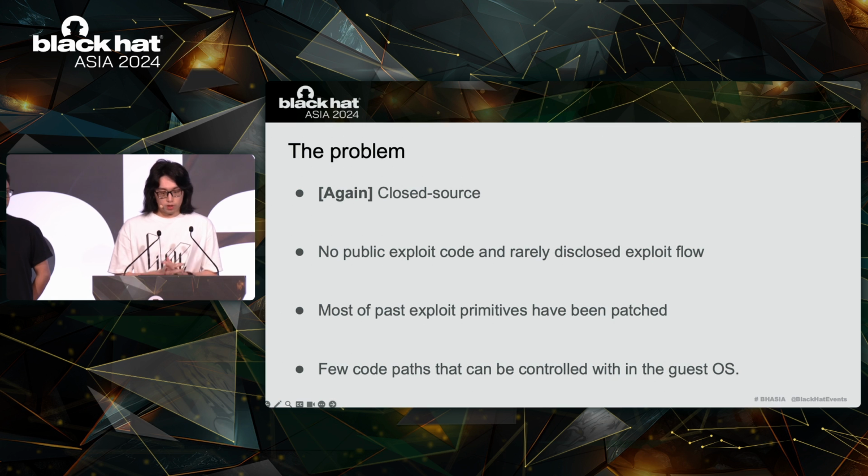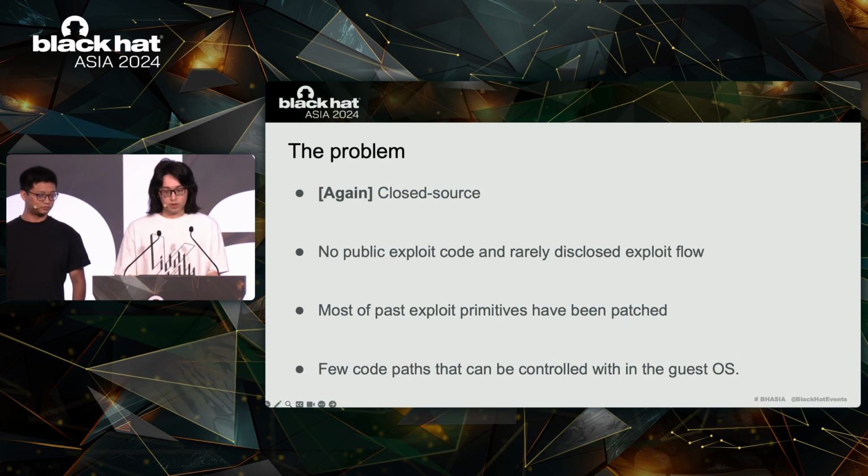First, when we have a new zero-day vulnerability, what difficulties do we still face? VMware's hypervisors are closed source, which creates many difficulties for both vulnerability discovery and exploitation. Moreover, there is no publicly available exploit code and very few public exploit flows. What is even more challenging is that VMware places great importance on the security of its software. Almost all public exploit primitives have been patched, making it difficult to continue using historical exploit flows. Finally, due to the nature of VMware virtual machine software, only a small number of code paths can be fully controlled by someone in the guest OS, which greatly reduces the number of modules where exploit primitives may exist.